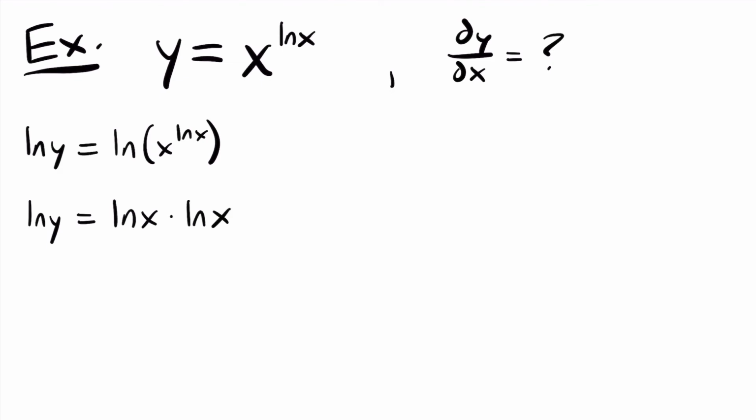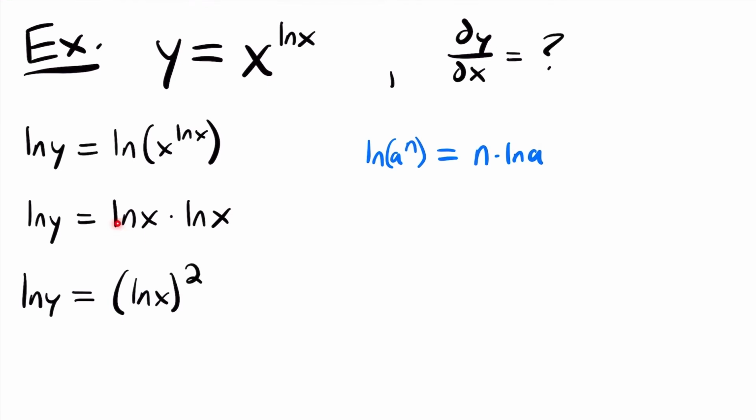So all we did was use the rule that the natural log of a to the power of n is equal to that power n times the natural log of a. Right? And so in this case, our n, or our exponent, was the natural log of x, and so we moved it to the outside, and so we're just left with the natural log of x times the natural log of x. And so since we have two natural log functions here, we can actually just combine those, and we'll have that the natural log of y is equal to the natural log of x squared, right? The natural log of x times itself is the natural log of x squared.